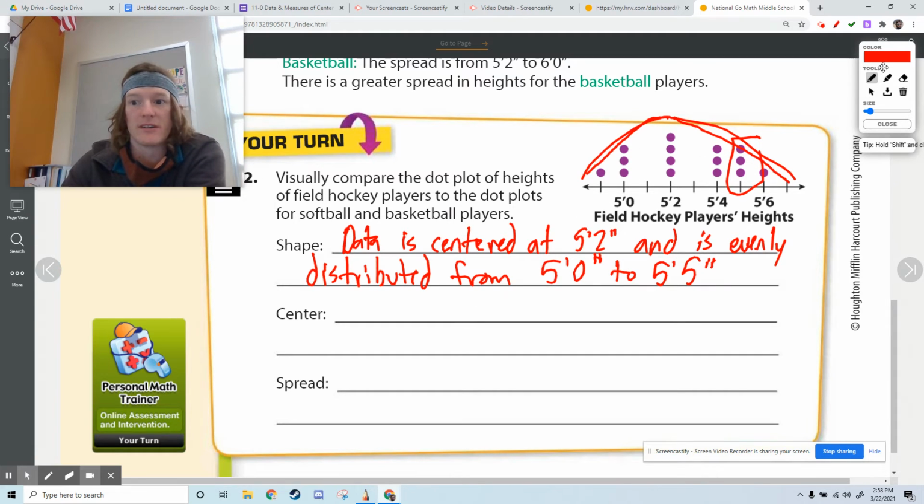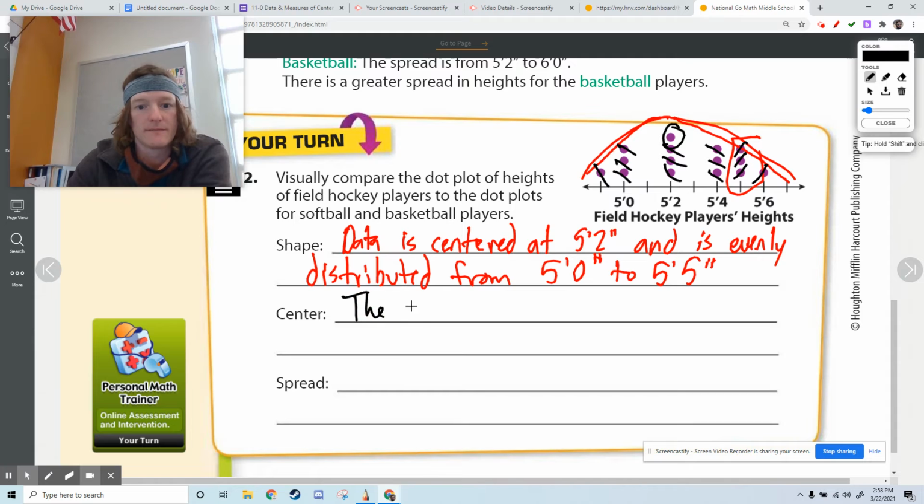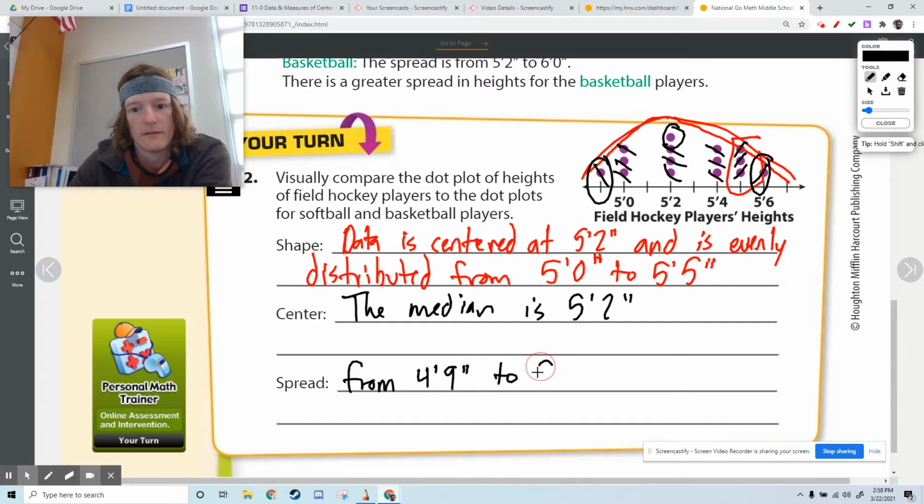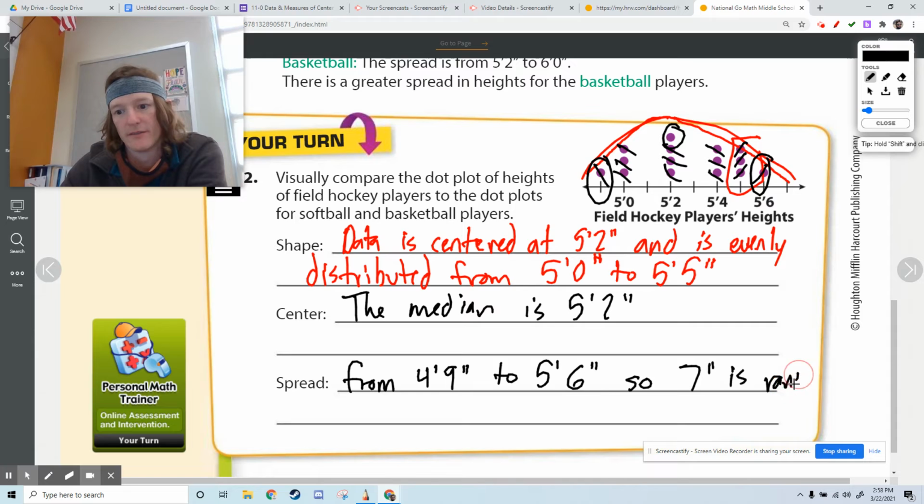The center, we could definitely calculate a center here. So I'm going to get a different color. 1, 2, 3, 4. 1, 2, 3, 4. Here's our center. The median is 5'2". And our spread, we go from 4'9" to 5'6". So 7 inches is the range. The range is 7 inches.